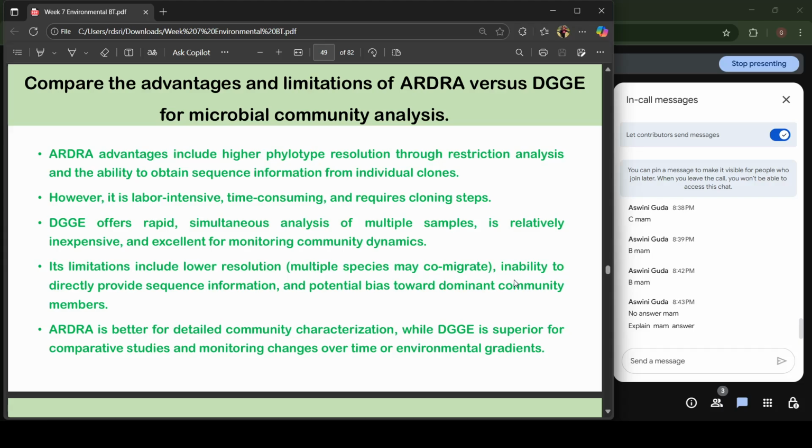When we need a detailed community characterization, we go for ARDRA because it gives a high resolution analysis. But in the case of DGGE, when we need to do comparative studies, like we are doing some treatment, before that, how the community is there, and after the treatment, how the community is shifting. So when we need some comparative analysis, temporal or spatial comparison like that, then we can go for DGGE analysis.